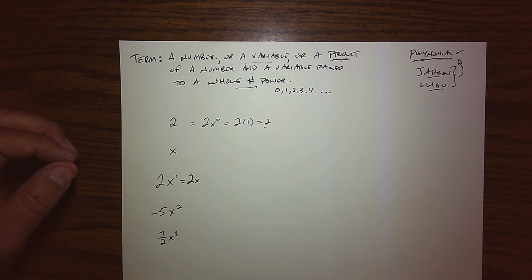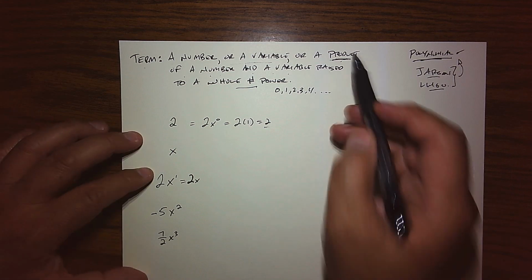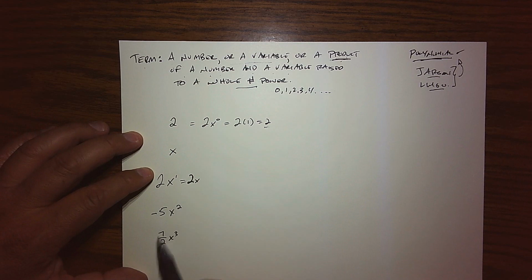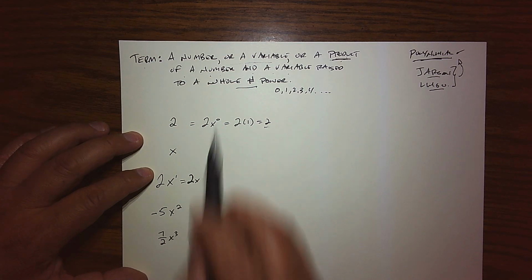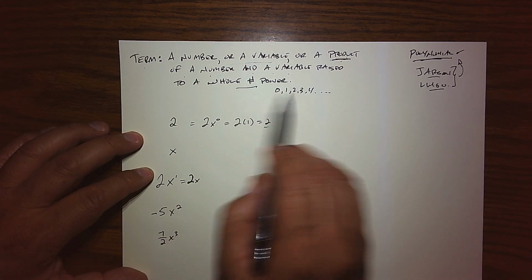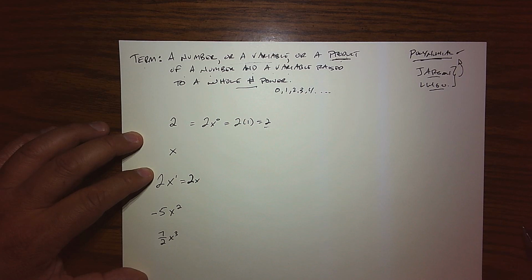And so again, this is an example of another term. It's a product of a number, 7/2, being multiplied to a variable x that's raised to the 3rd power. So basically I have another term. And you don't have to continue to use x. You can use, say, 10y to the 4th.